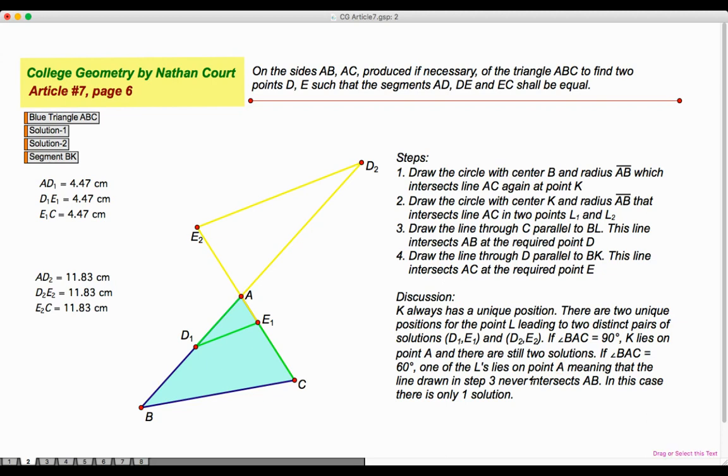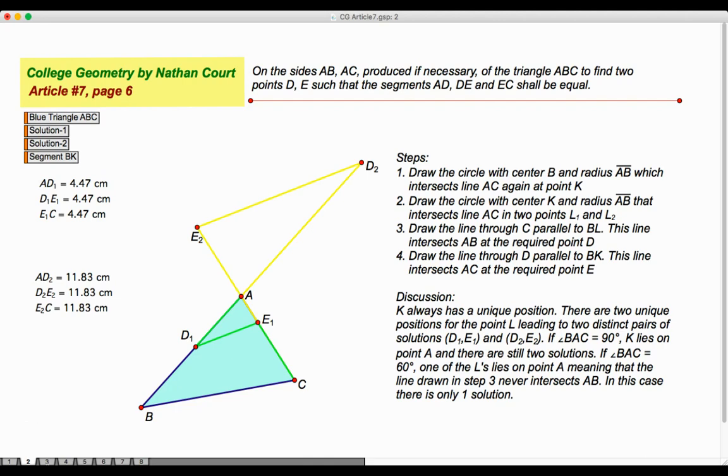If angle BAC is equal to 60 degrees, one of the L's lies on point A, meaning that the line drawn in step 3 never intersects AB. In this case, there is only one solution.